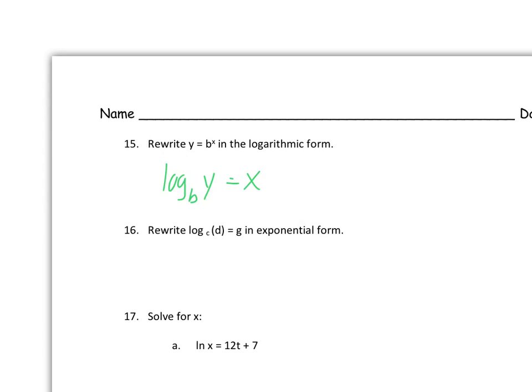Okay? And we can use that same logic on 16. The base of the log is the base of the exponential, c. What is a log? Well, it's an exponent, so my log equals my exponent, so it equals g. So it's c to the g, and then equals the only other number there, which is the thing you're taking the log of, which is d.